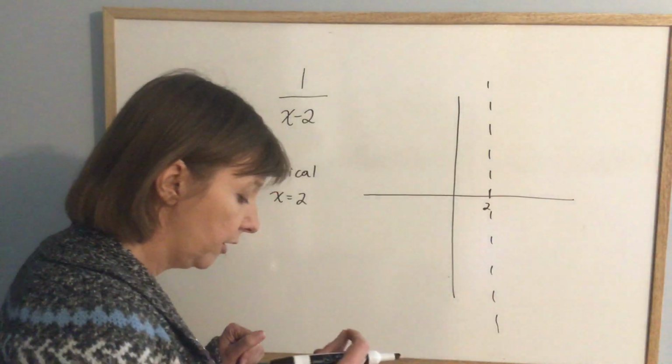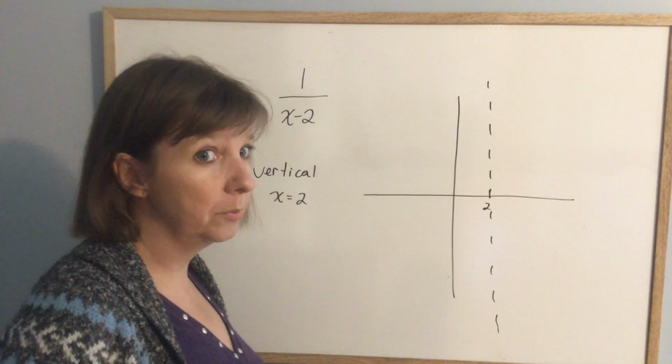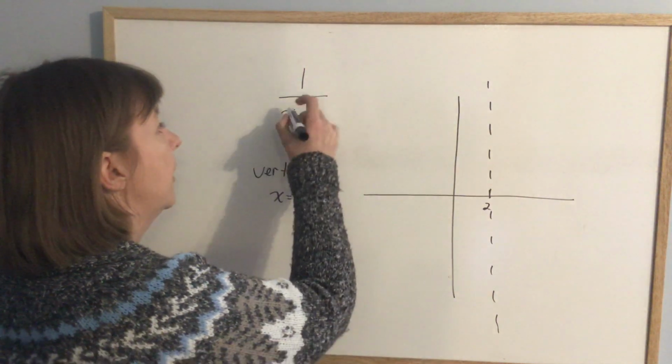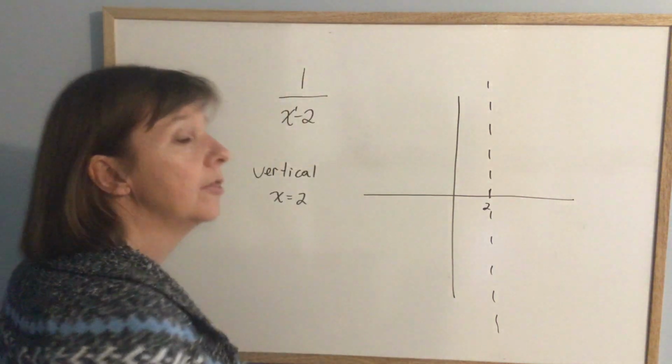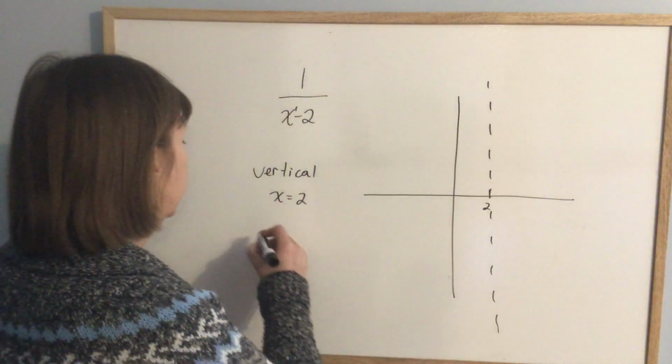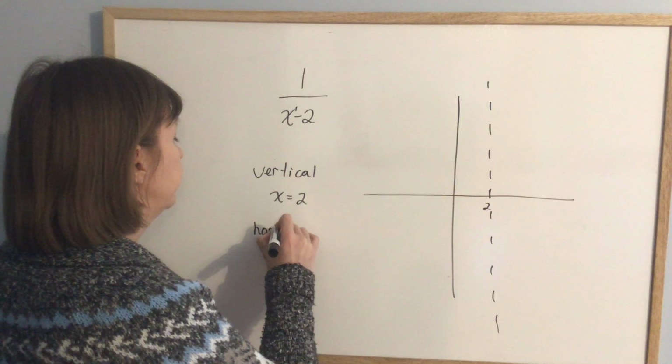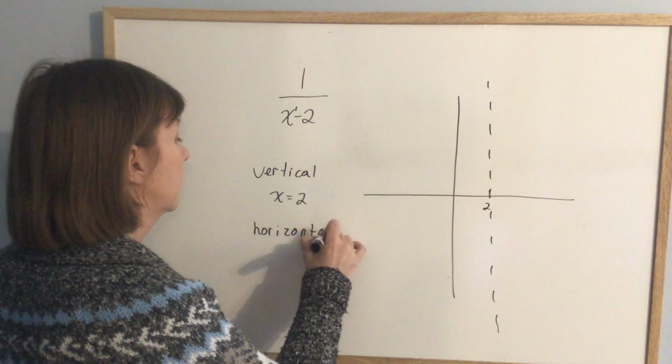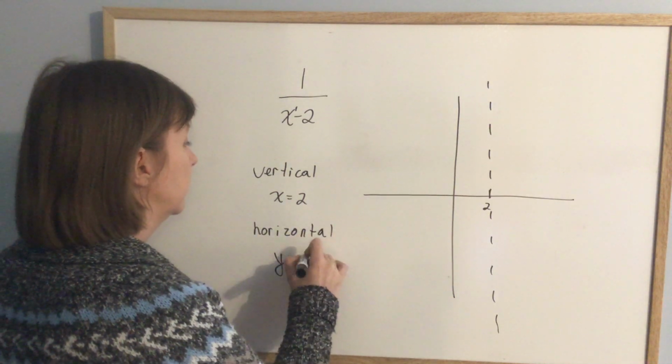So now I need to figure out, is there a horizontal asymptote or an oblique asymptote? Well, the degree on the bottom is bigger than the degree on the top. That means that you automatically have a horizontal asymptote at y is equal to 0.